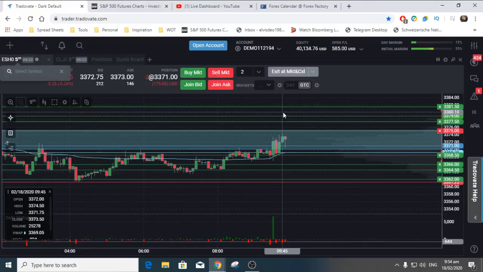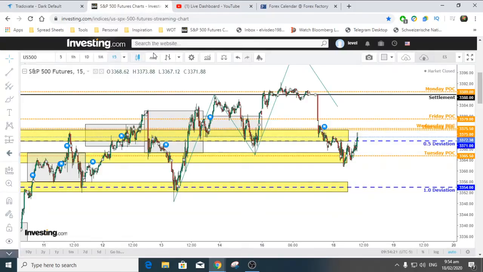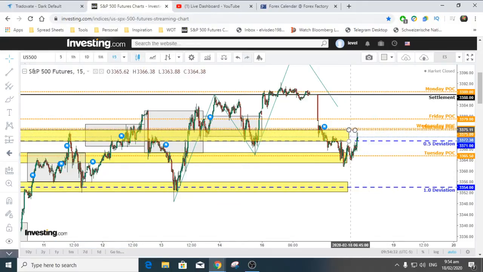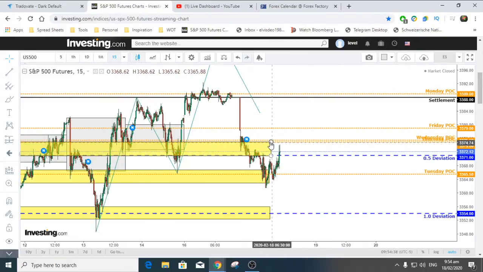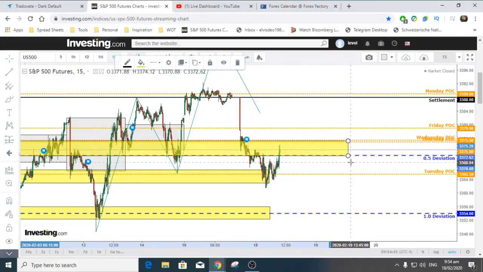There is some short-term correlation going on between the ES and oil, which is expected on a Monday. Monday's correlation is about 70%. $71 is pivotal. That's where my secondary entries are.